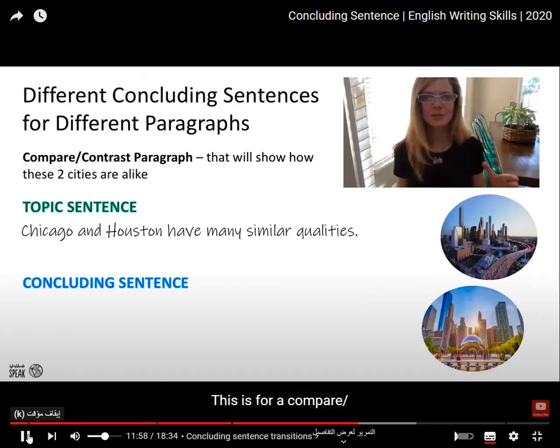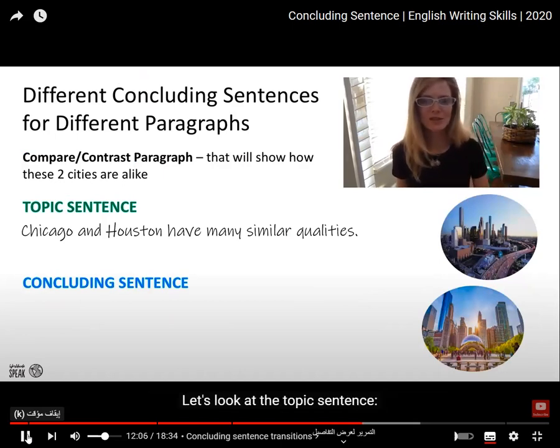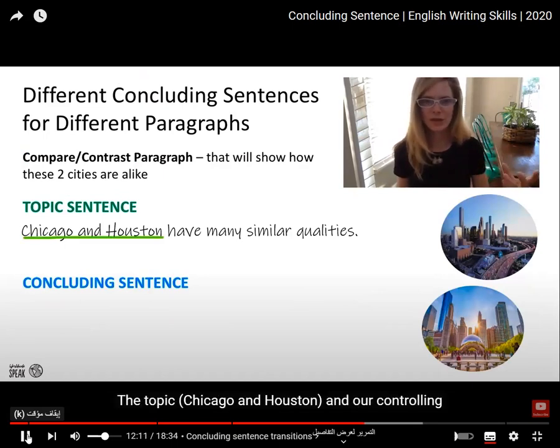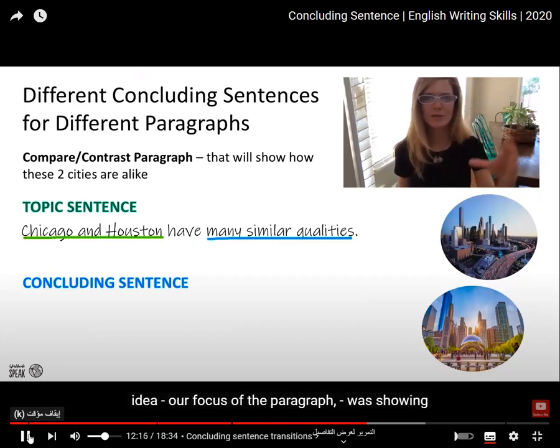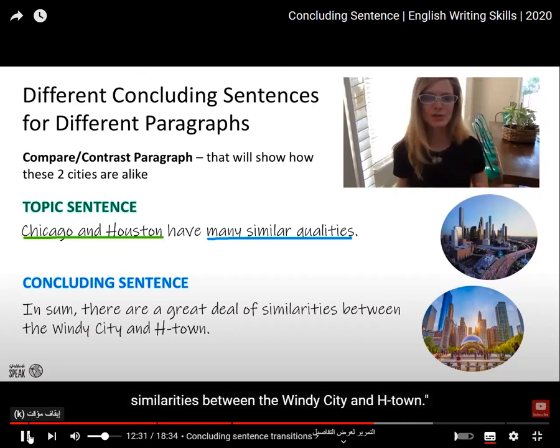This is for a compare contrast paragraph that shows how two cities are alike. Let's look at the topic sentence. Chicago and Houston have many similar qualities. Topic, Chicago and Houston. And our controlling idea, our focus of the paragraph, was showing similarities. Another basic concluding sentence would look like this. In sum, there are a great deal of similarities between the Windy City and H-Town.